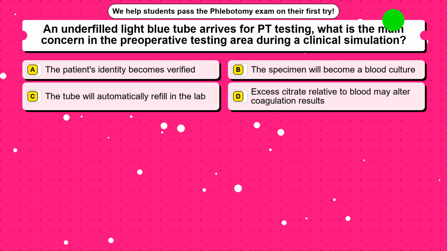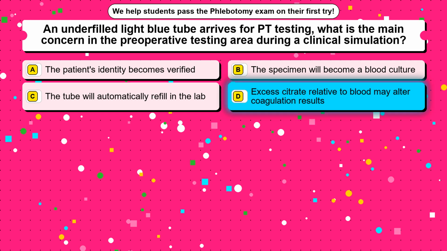Question 100. An underfilled light blue tube arrives for patient testing. What is the main concern in the preoperative testing area during a clinical simulation? Option A. The patient's identity becomes verified. Option B. The specimen will become a blood culture. Option C. The tube will automatically refill in the lab. Option D. Excess citrate relative to blood may alter coagulation results. The correct answer is option D.